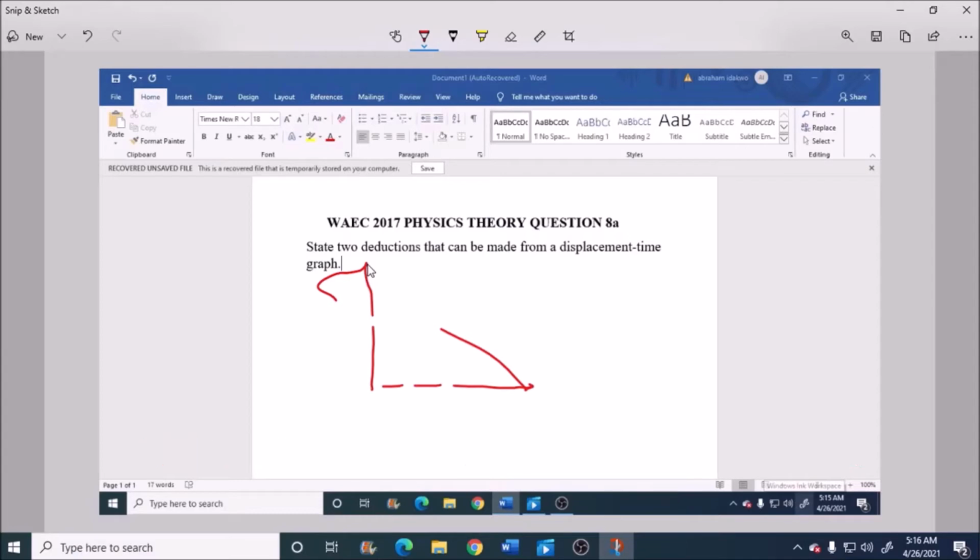Now let this be the time measured in seconds, and then here we have the displacement measured in meter. Let's have the origin, and then let's have a displacement of the graph.